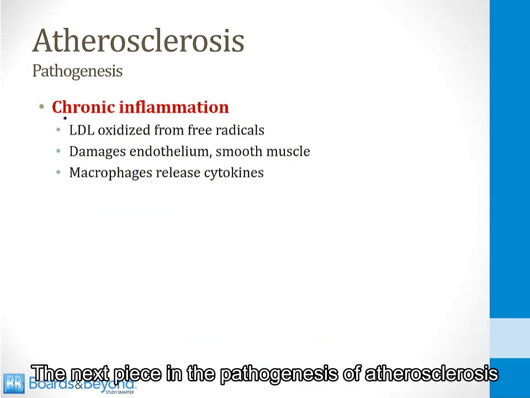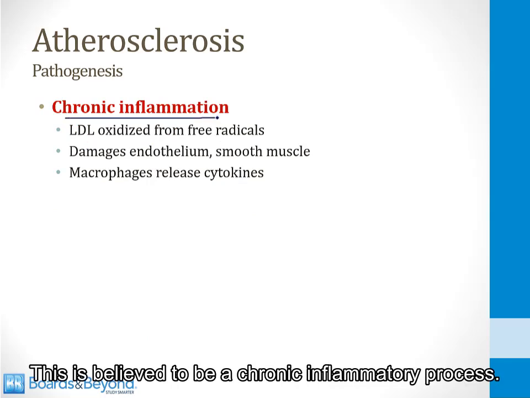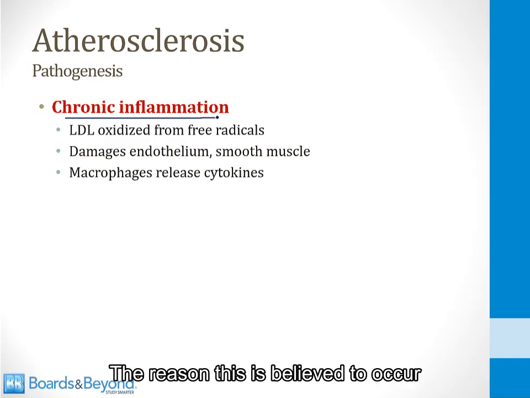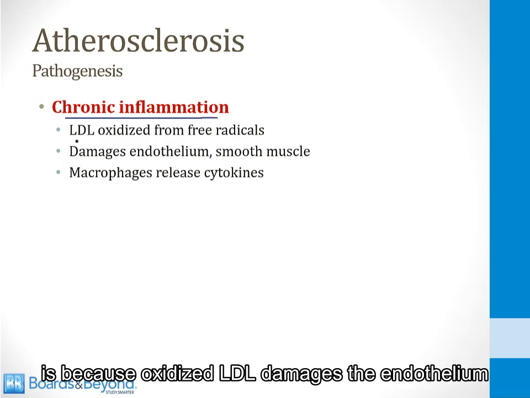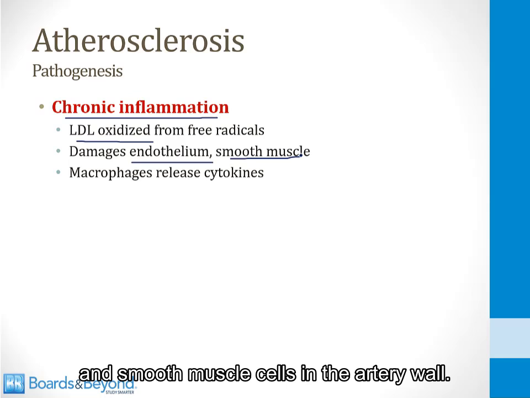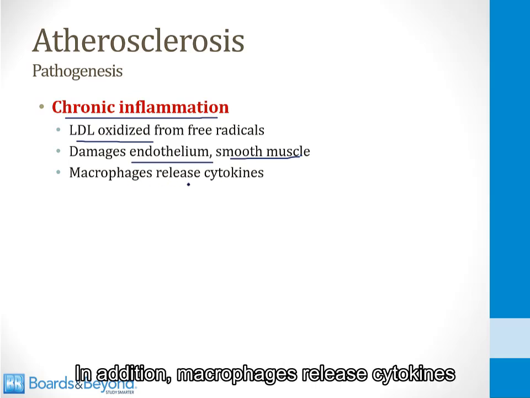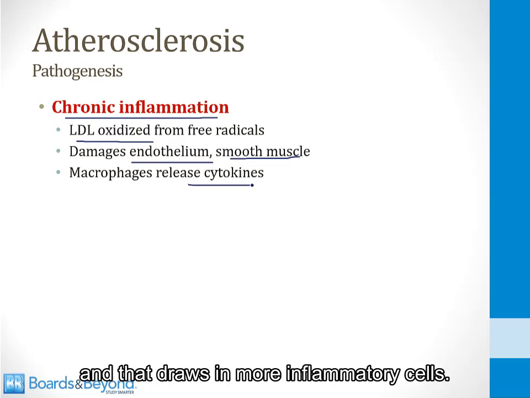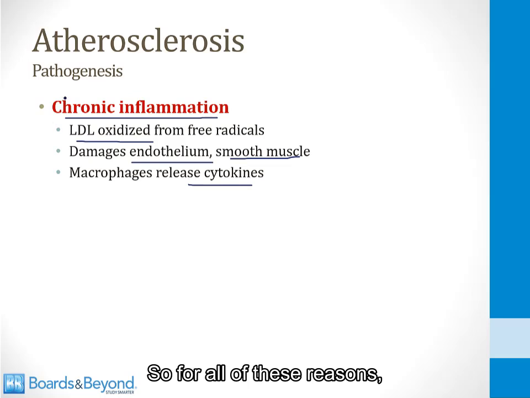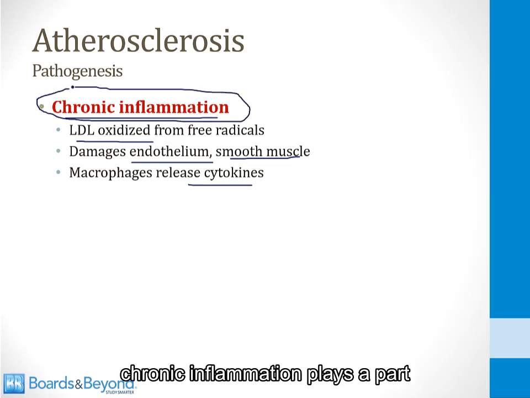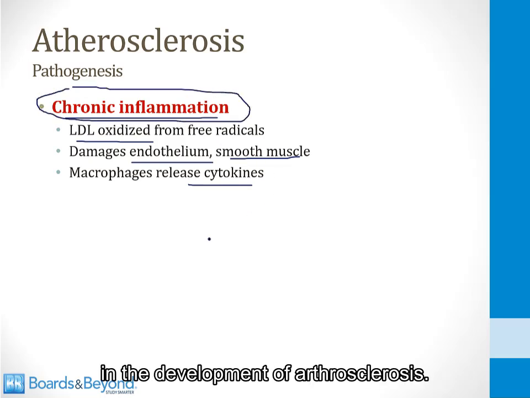The next piece in the pathogenesis of atherosclerosis is chronic inflammation. This is believed to be a chronic inflammatory process. The reason this is believed to occur is because oxidized LDL damages the endothelium and smooth muscle cells in the artery wall. This leads to inflammation. In addition, macrophages release cytokines, and that draws in more inflammatory cells. So for all of these reasons, chronic inflammation plays a part in the development of atherosclerosis.